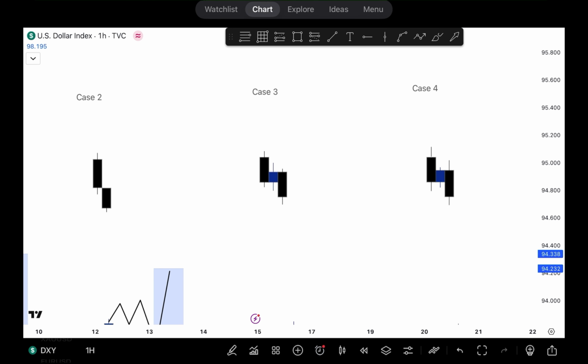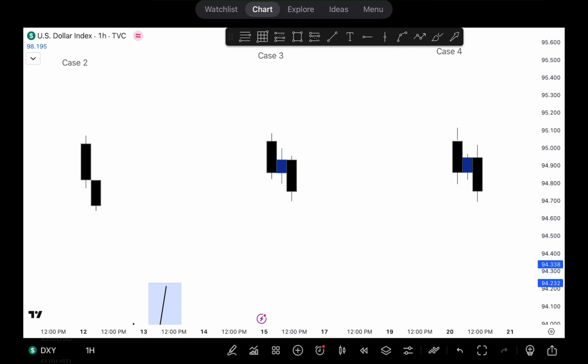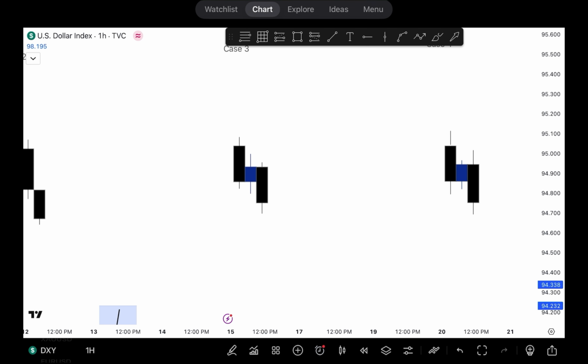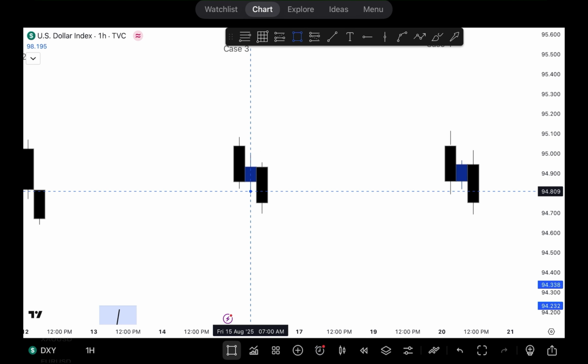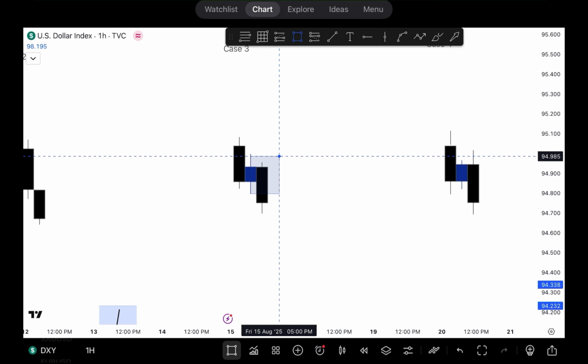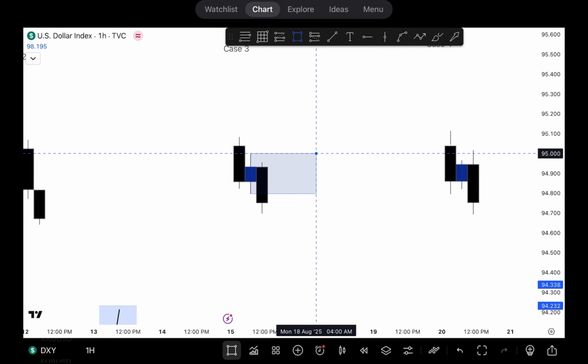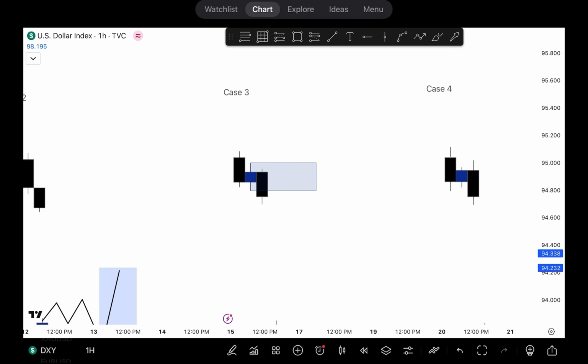Now let us go to this third case. This third case, do you think price is going to respect it or not? In this case, these are three consecutive candles, right? We have a bullish candle in between bearish candles. So we're expecting price to come back into the bullish candle here and sell. Do you think price is going to respect it?